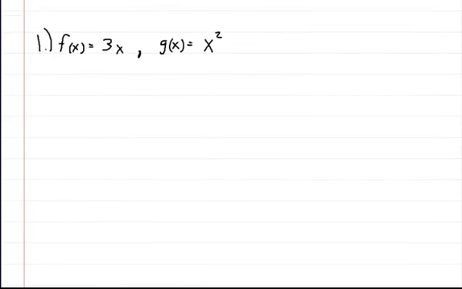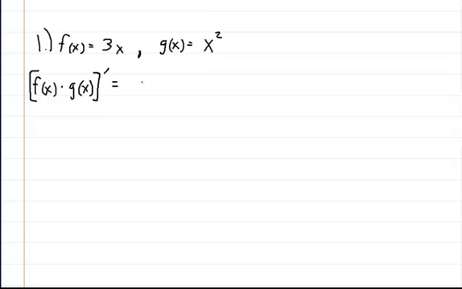Here's the first problem. So if you have a function f of x equal to 3x, and you have another function g of x, which is equal to x squared. So we want to multiply those two using the product rule. So the product rule would be, let's write this down, f of x times g of x, and we're going to take the derivative of that.